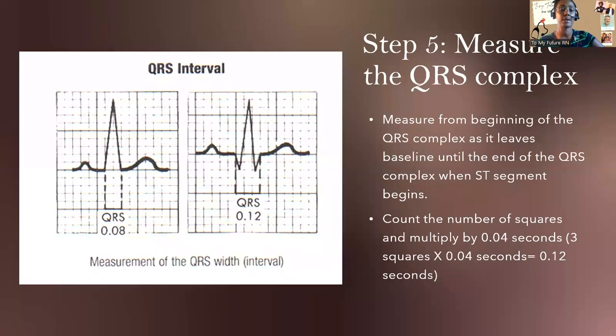If you have a negative deflection of a Q wave, you want to measure right before that Q wave. Okay, now our last step to our ECG interpretation is to measure your QRS complex. So you want to measure the beginning of your QRS, the width of that QRS, and it should be no more than 2.5 boxes. So a normal QRS is between 0.08 to 0.10, between 8 and 10.